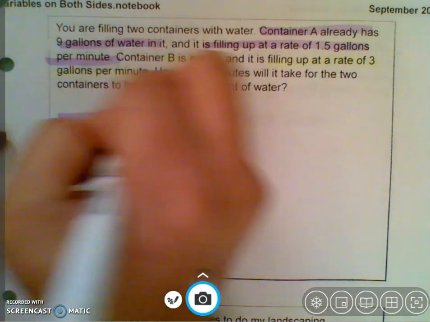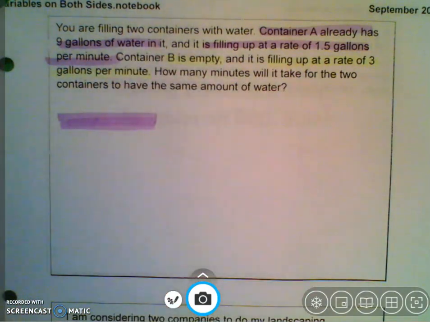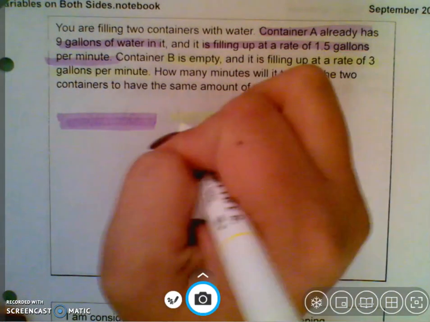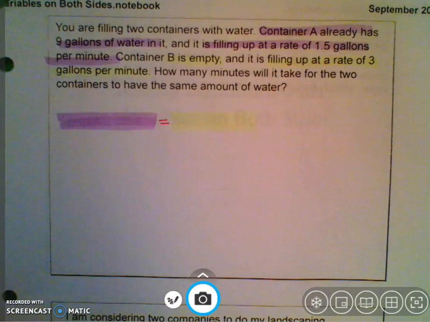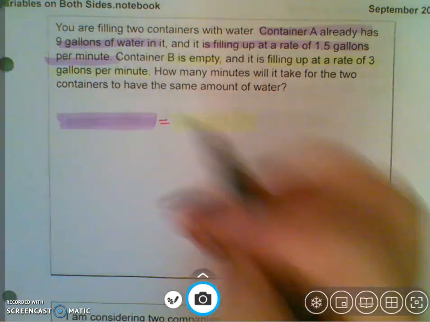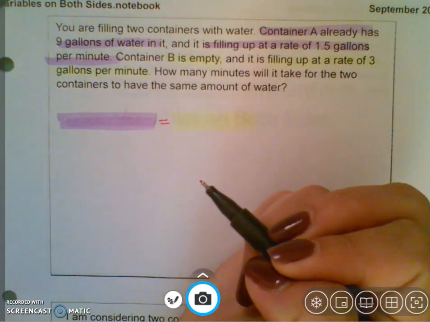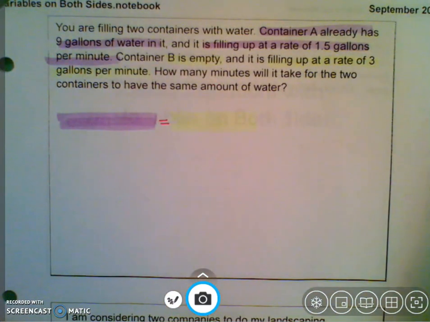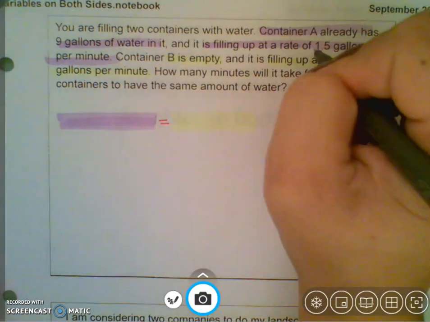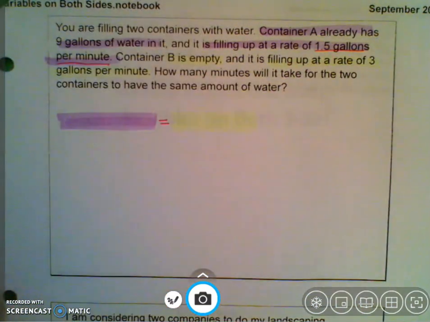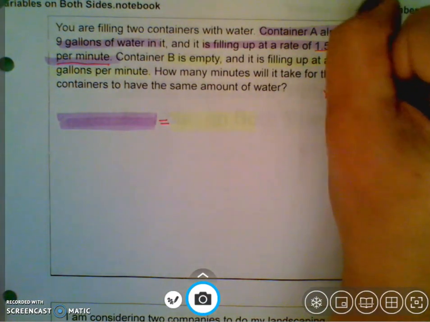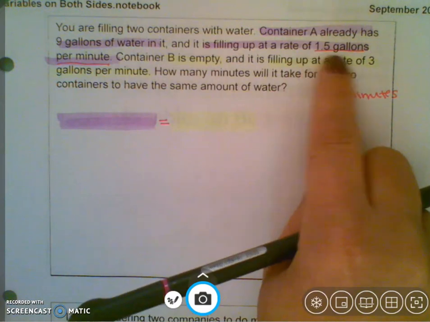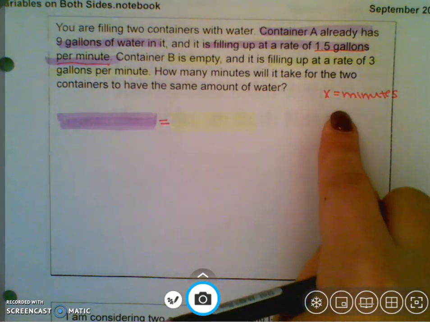So we have container A's equation, container B's equation, and they're going to be equal to each other. So container A is filling up at a rate of 1.5 gallons per minute. Usually when you see this 1.5 gallons per minute, that's the part that your variable is going to be. So your x is going to equal minutes because we're at 1.5 gallons per minute. So x is minutes.